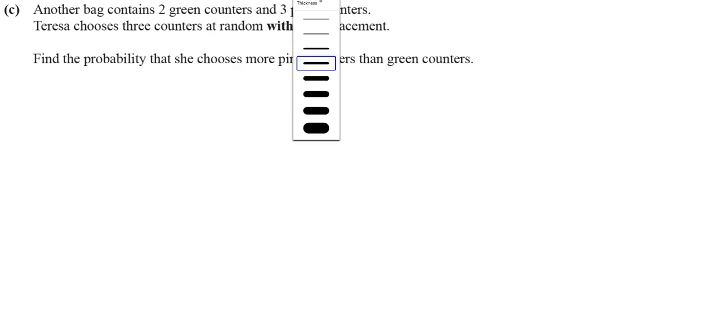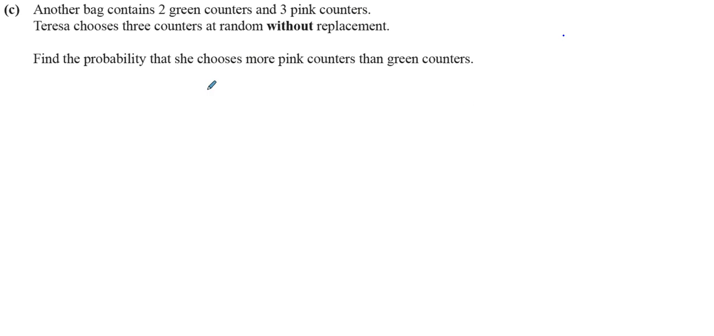it's like the end of a probability question, but I don't think it has any relation to the original question. It says another bag contains 2 green counters. So you have 2 green counters and 3 pink counters. Okay? Teresa chooses 3 counters at random without replacement. Find the probability that she chooses more pink counters than green counters.